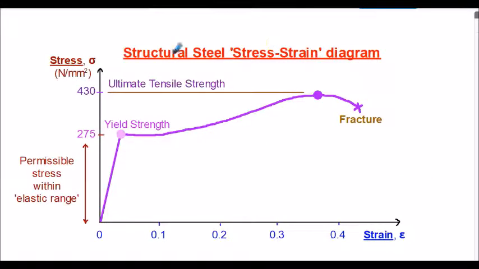Here's a typical stress-strain diagram for structural steel. Stress is plotted on the vertical axis in newtons per millimetre squared. Strain is plotted on the horizontal axis.